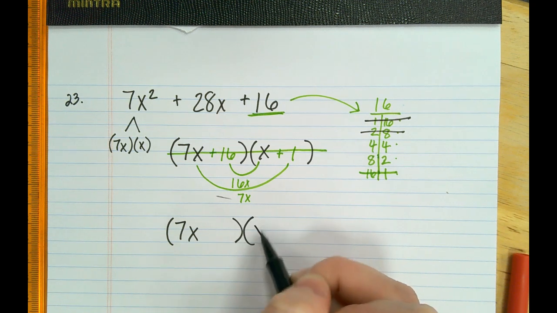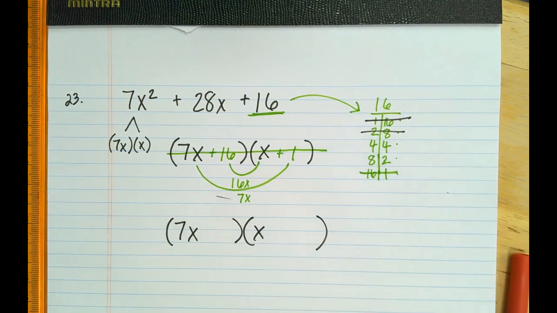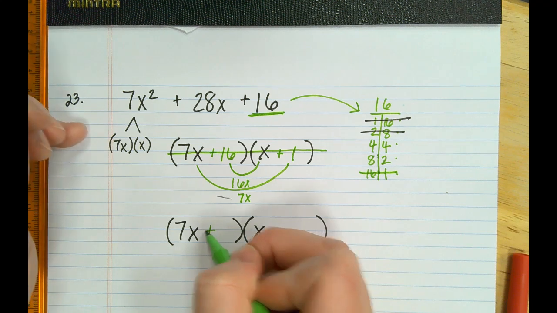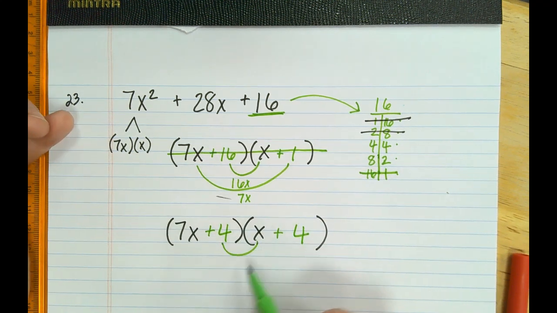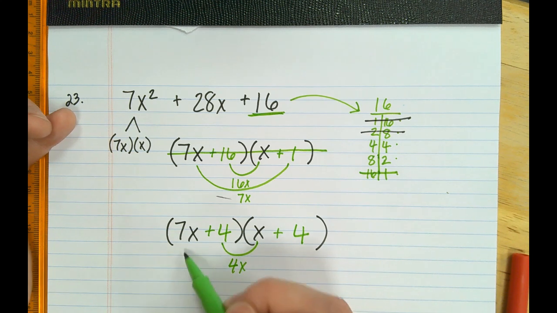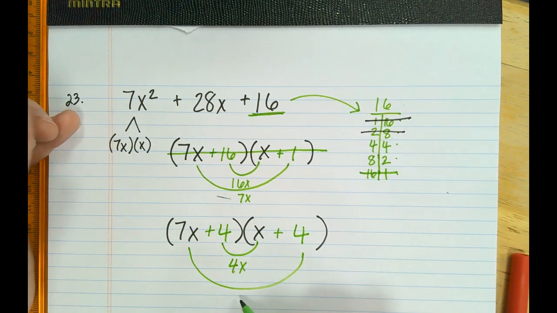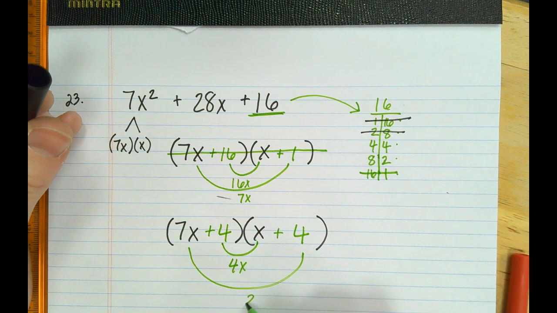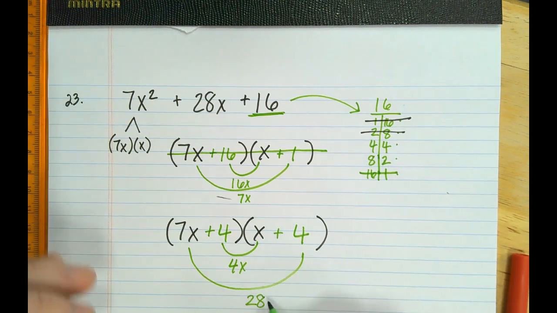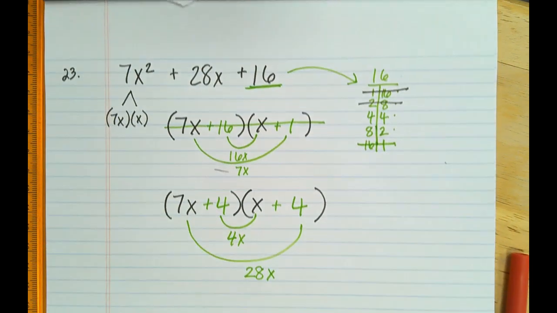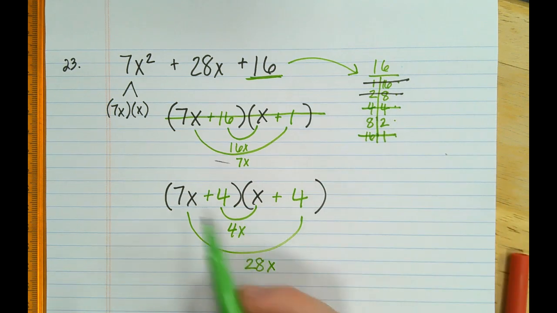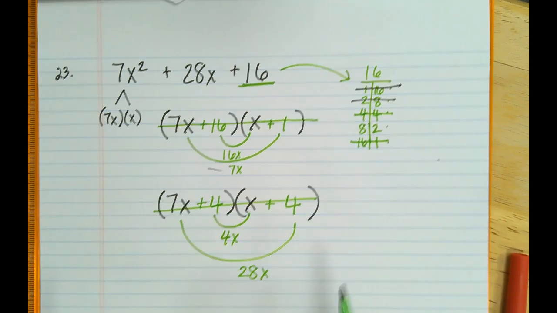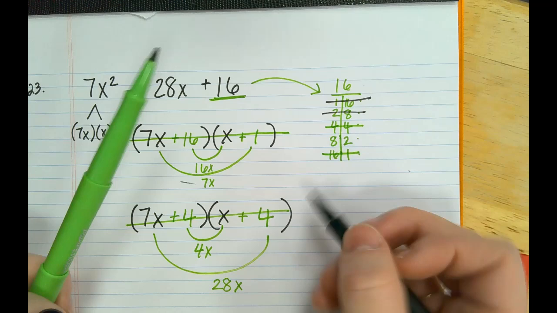We want 4 and 4. You want to try 4 and 4? Yes, please. Let's do it. 4 and 4 gives me 4x. 7 times 4 is 28. So that's a little too big. That's way too big. So that one won't work. Should we try 8 and 2? I hope it works. Let's see.